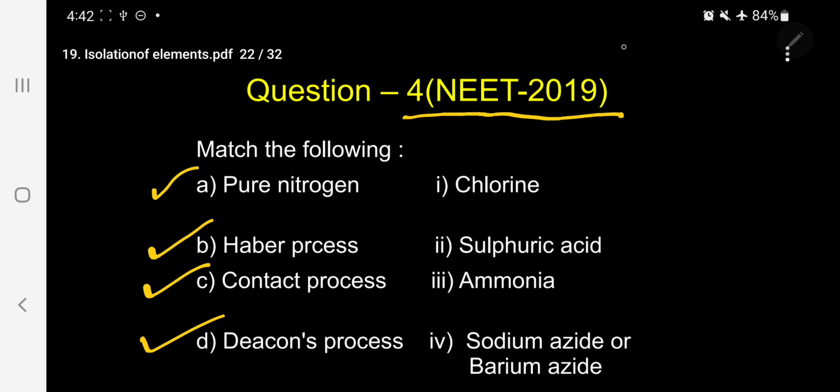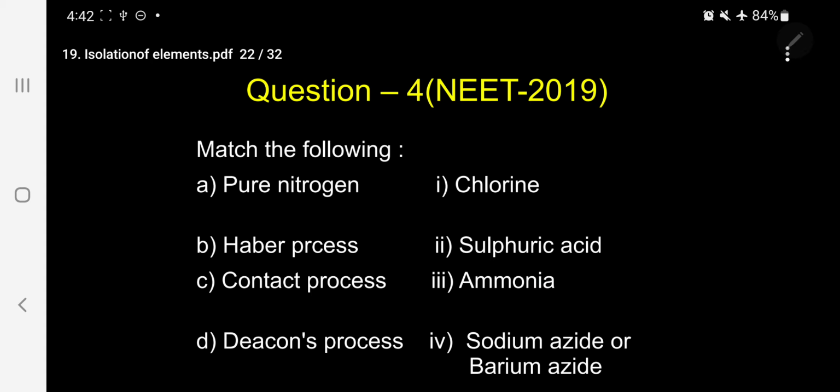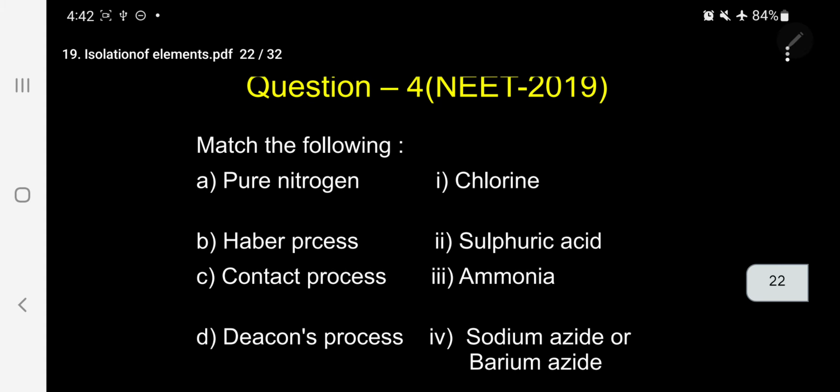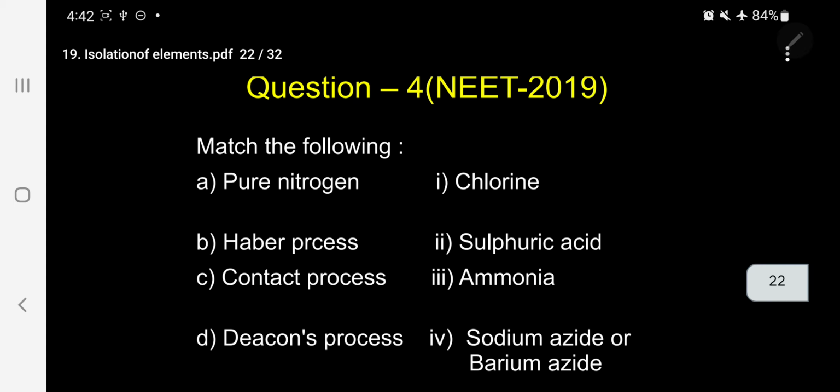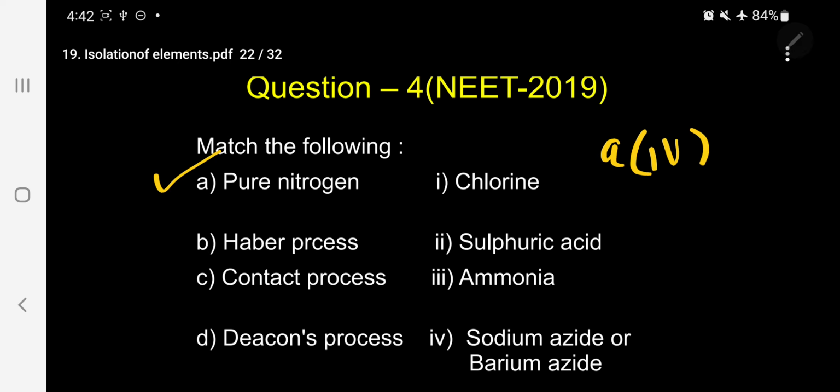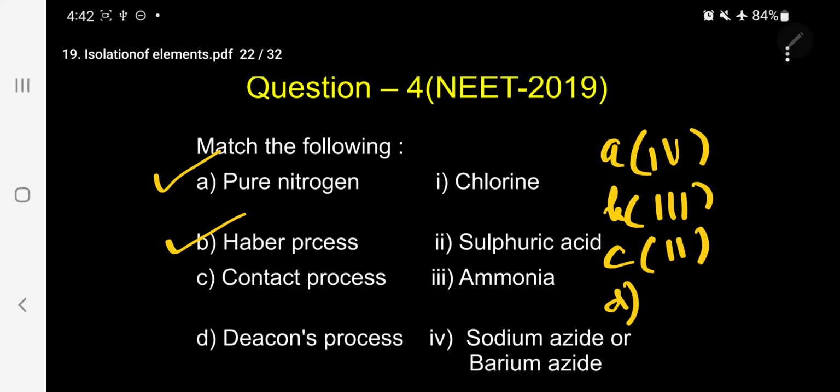Immediately you have to think from your memory what is suitable. Pure nitrogen is normally obtained only from sodium azide, so A equals 4. This is the correct one. Then what is the Haber process? Only for ammonia, so B equals 3. What is the contact process? It is for sulfuric acid, so C equals 2. What is the Deacon process? It is for chlorine, so D equals 1. So the answer is with us.